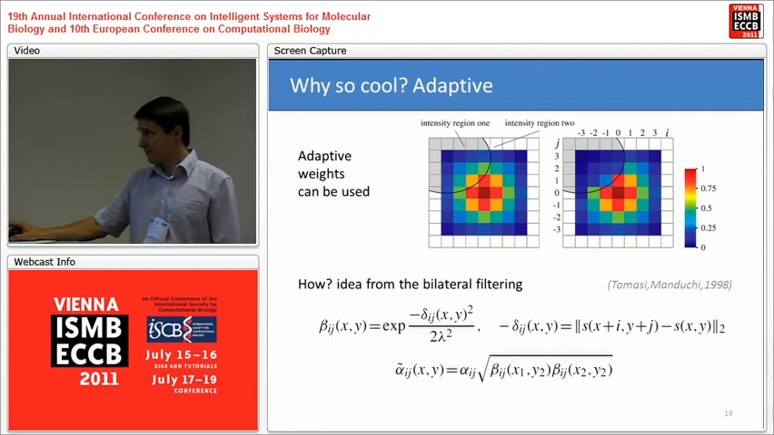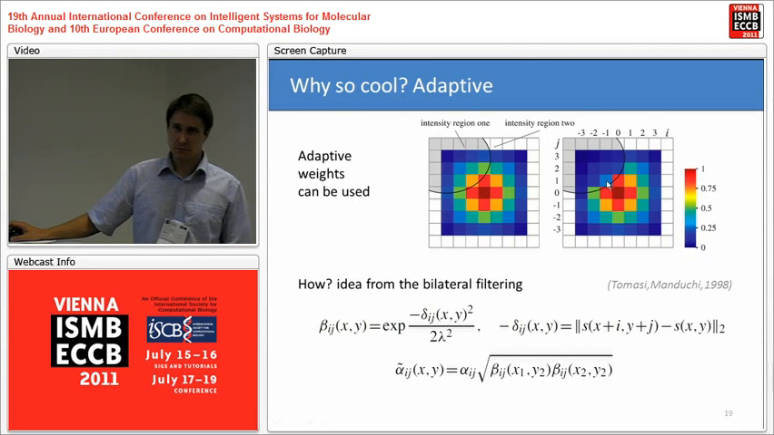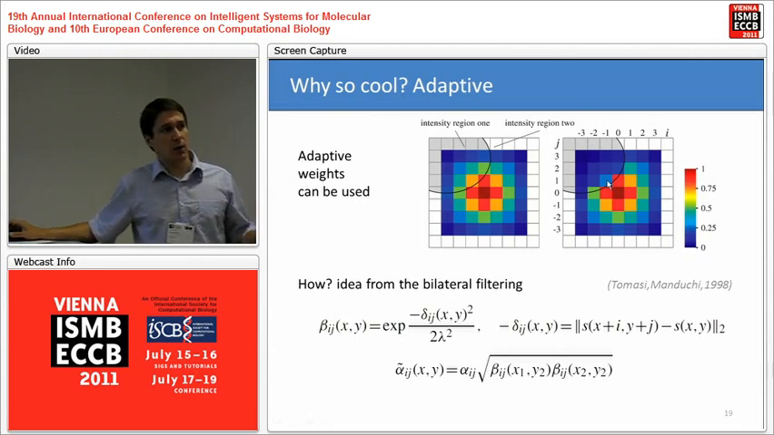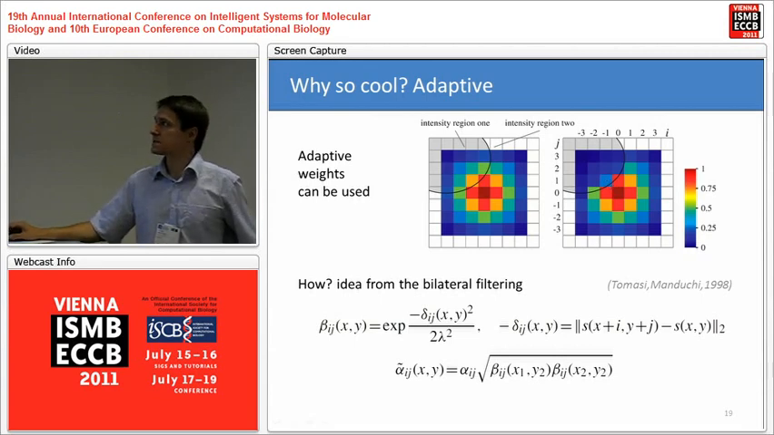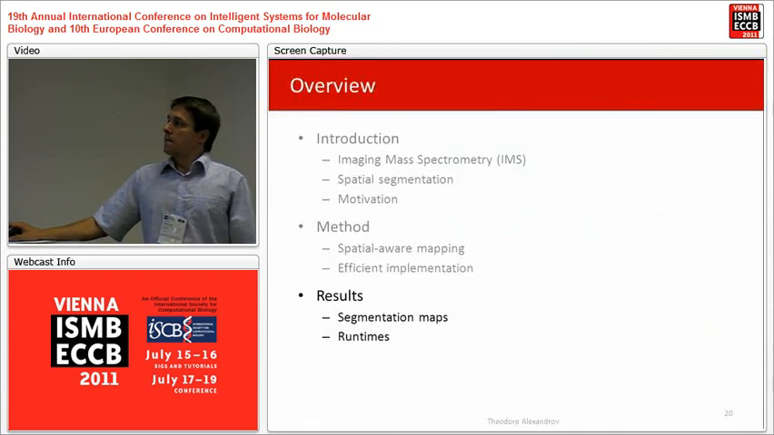There is a very nice method in image processing called bilateral filtering, where we can do very simple calculations to penalize them. So that means we can make our weights adaptive, which is nice. Let's check whether it works in principle. We'll consider the segmentation maps and also the runtimes for them.